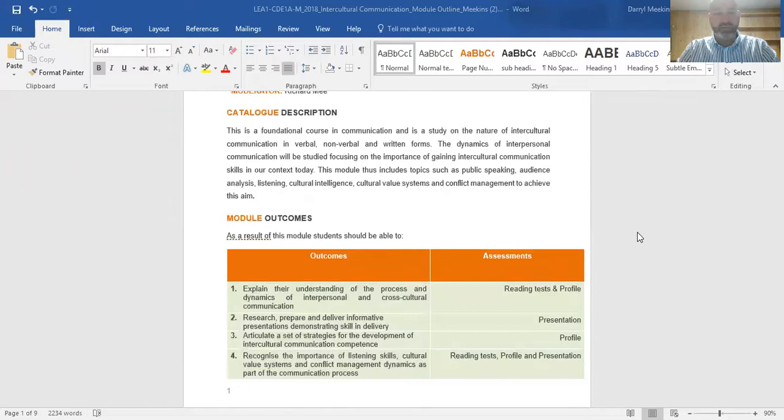Many times in the first couple of weeks of class, students have lots of queries. When is this due? What do I have to read? What's going on? Why am I here? And the module outline will help you a long way with that, just by giving you very clear indicators of when things are due, why we're doing them, and what is actually being required of you.